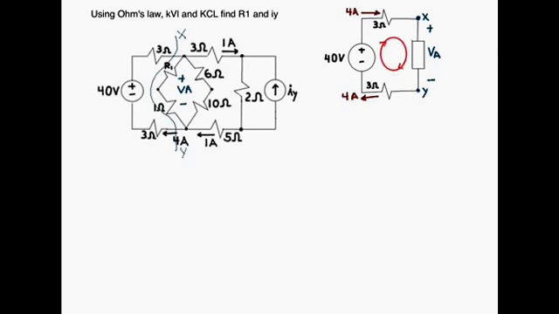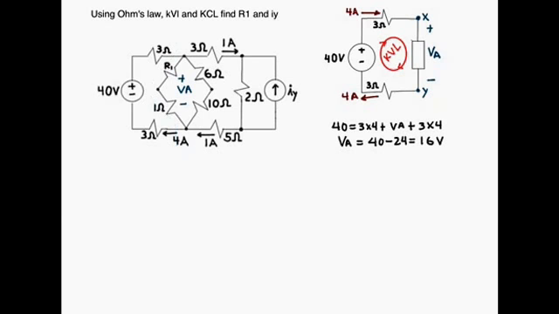So we write Kirchhoff's voltage law around the loop, and we write 40 volts equal to 3 times 4 amps plus V_BA plus 3 times 4 amps. This is going to be equal to V_BA: 40 minus 24 equals 16 volts.